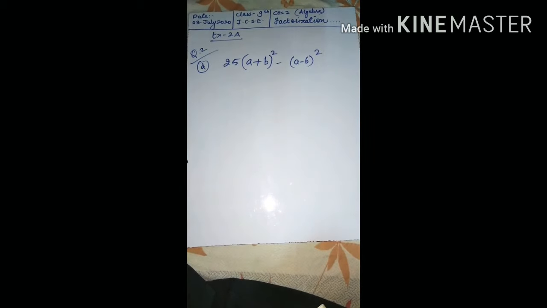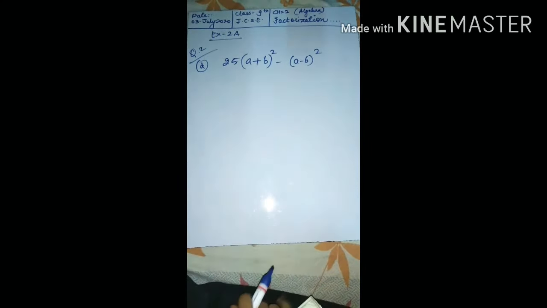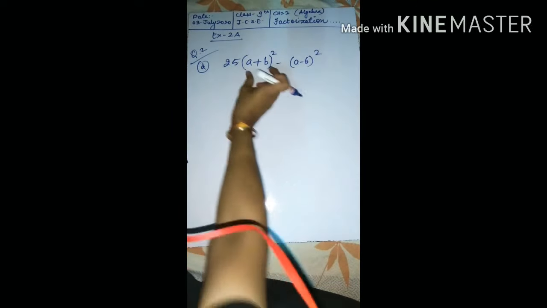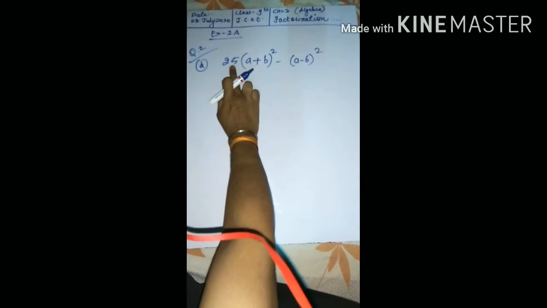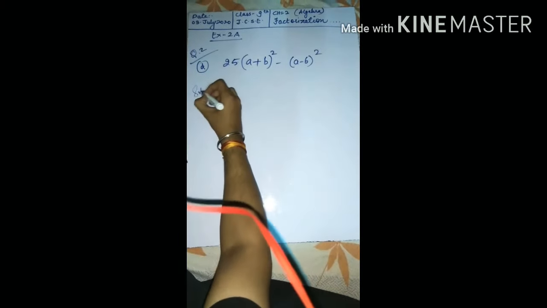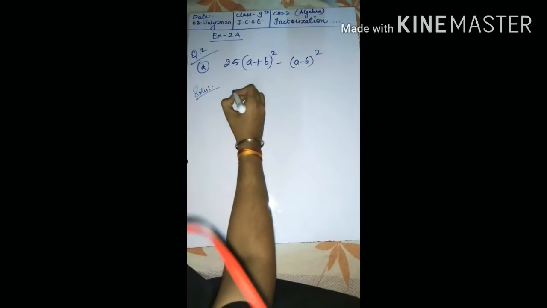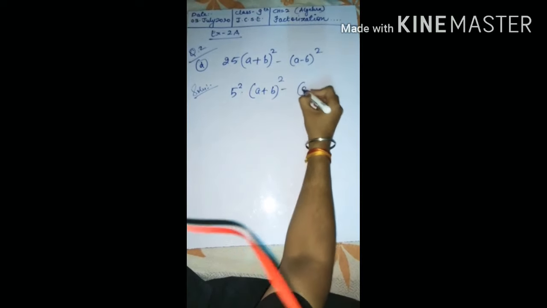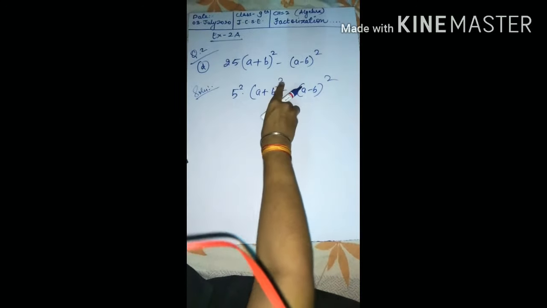This is the D question. See, it says 25 into a plus b the whole square minus a minus b whole square. Now what students will think is that this 25 we can write as it is, and this is already square, so a plus b, a minus b. No, see this 25, this is a square of 5. Okay, so we can write this 25 as 5 square, a plus b whole square minus a minus b whole square. Now this is also square, this is also square.